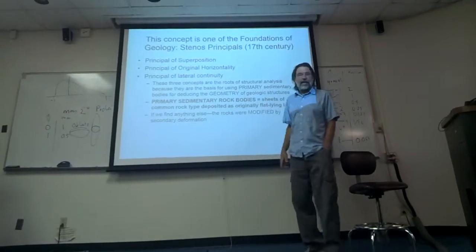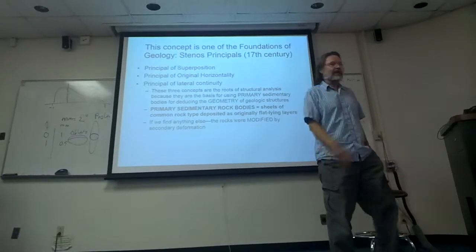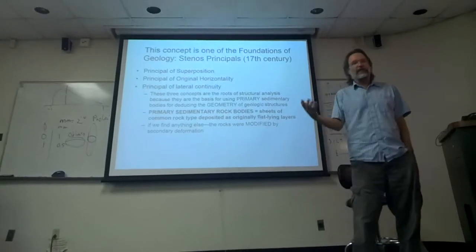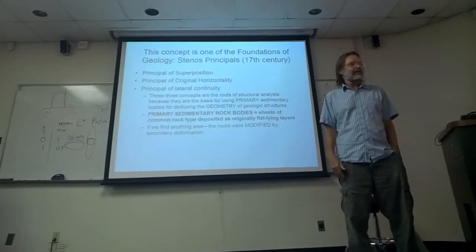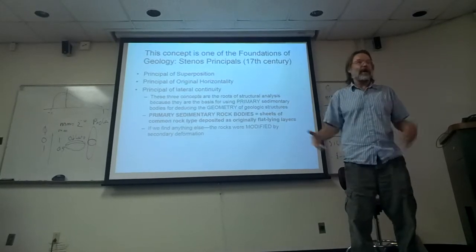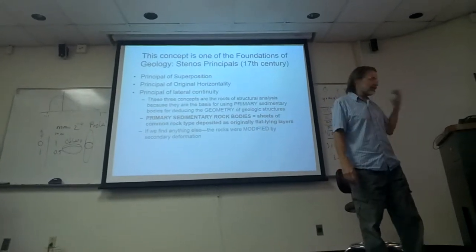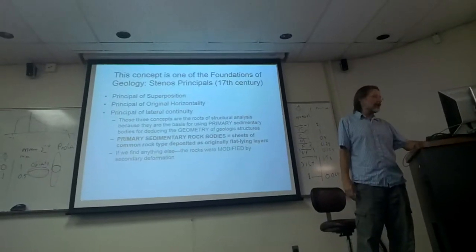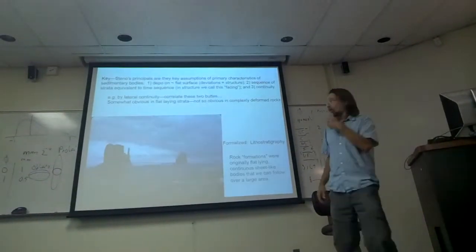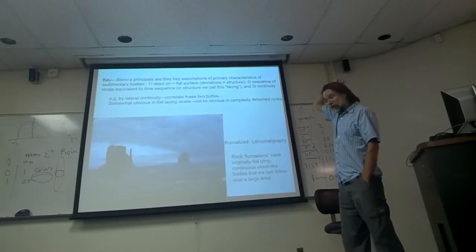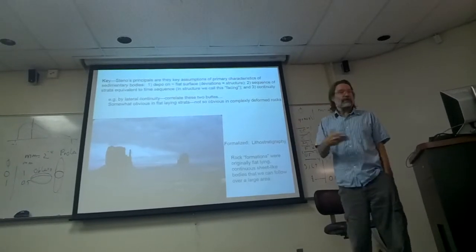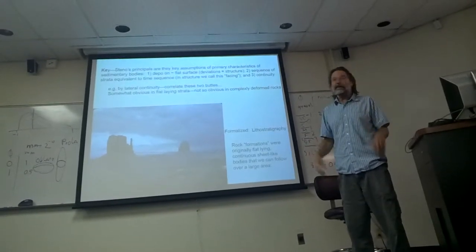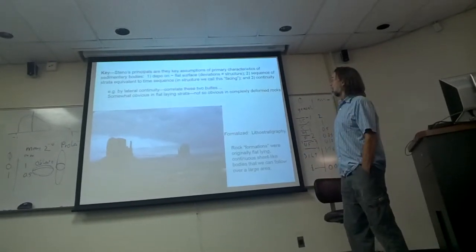If you find rocks that are not horizontal anymore, that alone tells you the rocks have had something happen to them, right? That's the simplest. Early geologists figured that one out, that if those strata are tilted, well, something happened. That's the most basic geologic evidence of deformation of the rock. Now, Steno's principles are really the key assumptions that we use in stitching together rock bodies to make geologic maps and the like.